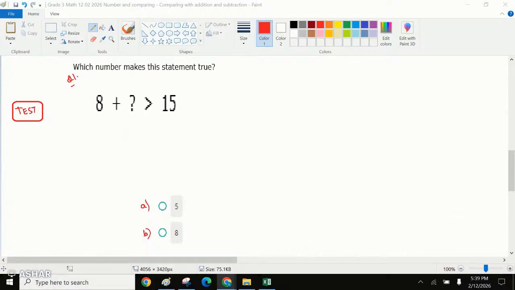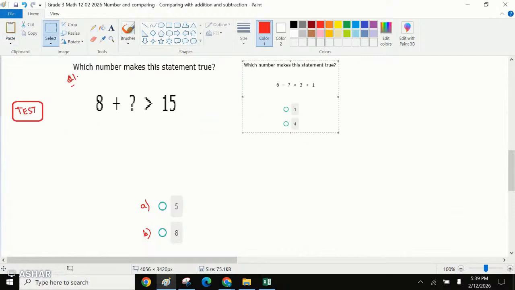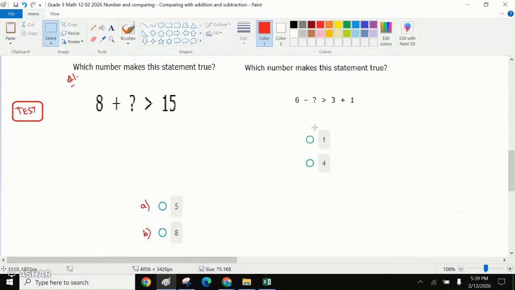Okay. Yes, Semi. But we're studying right now. Okay. Okay. Option A or option B?